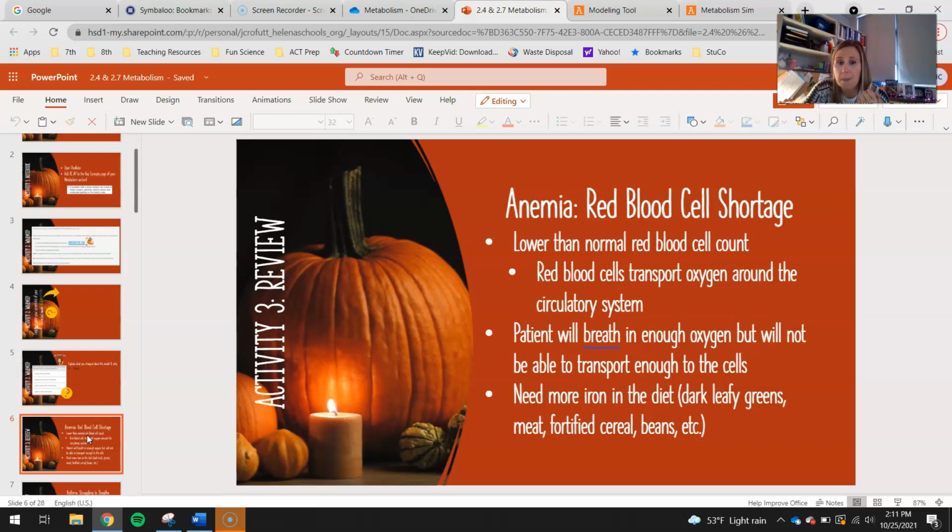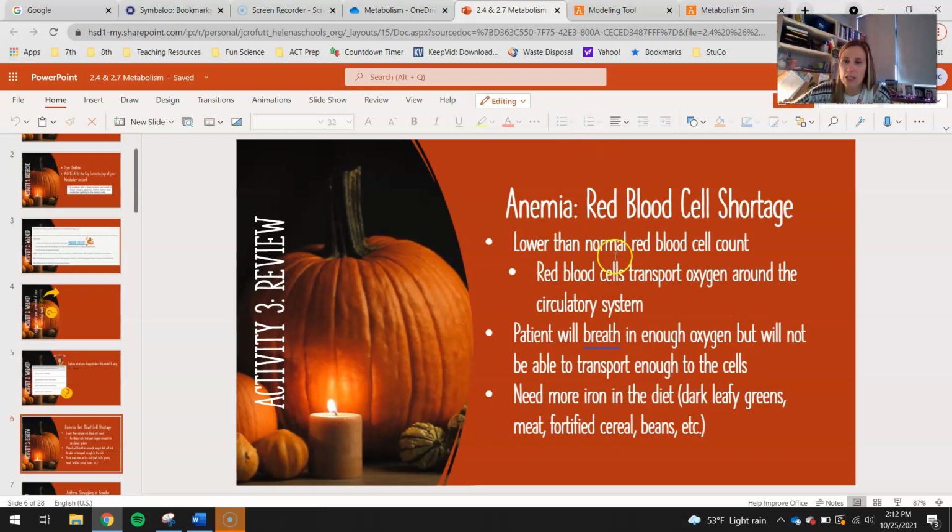So the first medical condition that we looked at was anemia. The title for that article was red blood cell shortage. What you see with anemia is a lower than normal red blood cell count, meaning that if we were to take a look at a drop of your blood, there are fewer red blood cells in there. And red blood cells really act as the little taxi that grabs oxygen from your lungs and takes it to the other cells and then picks up carbon dioxide and gets it out of your lungs.